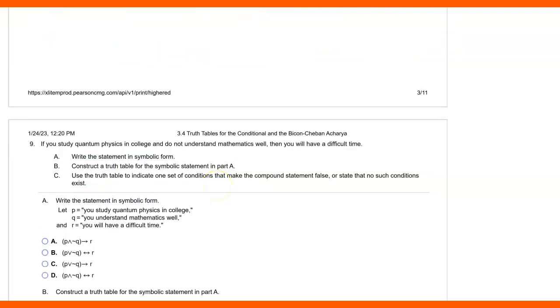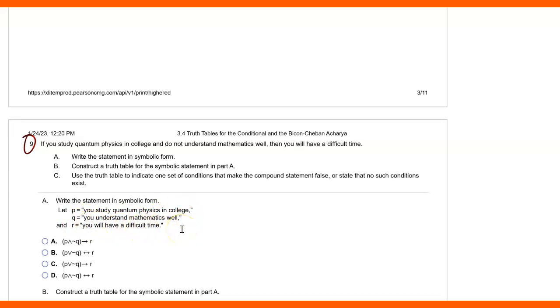Question number 9. If you study quantum physics in college and do not understand mathematics well, then you will have a difficult time. This is a conditional statement because it starts with the if. And the first question is to write the statement in symbolic form. P is you study quantum physics in college. Q is you understand mathematics well. R is you will have a difficult time.